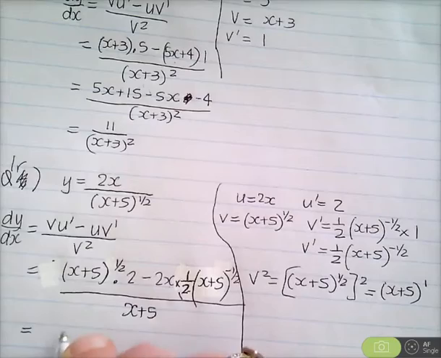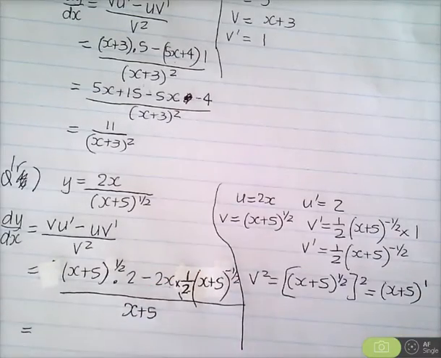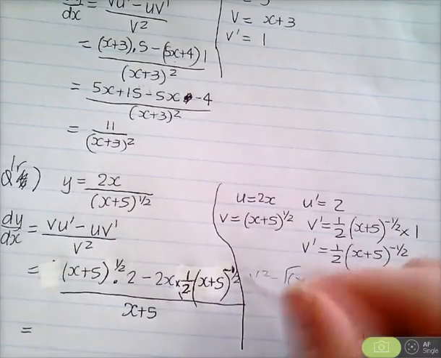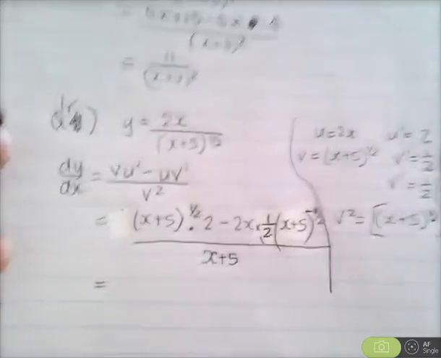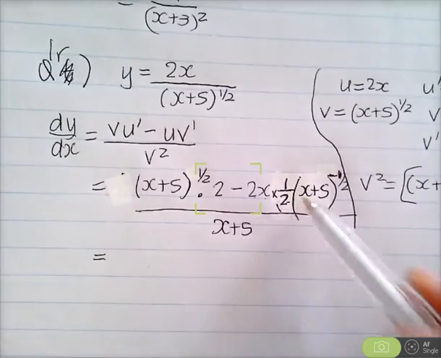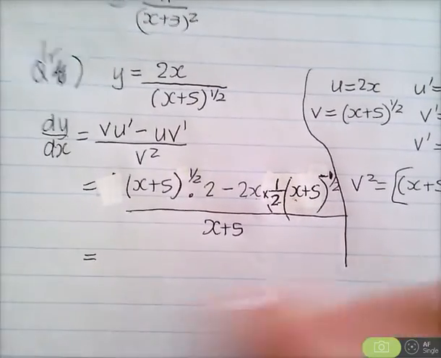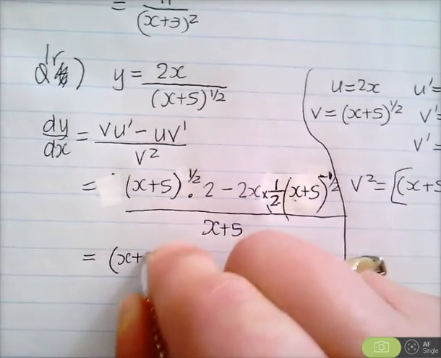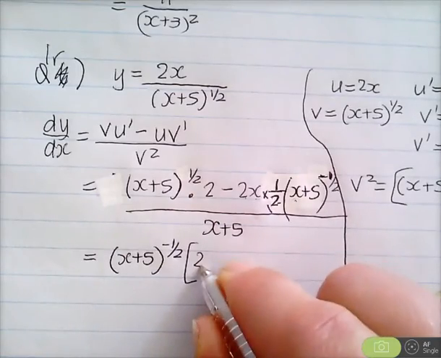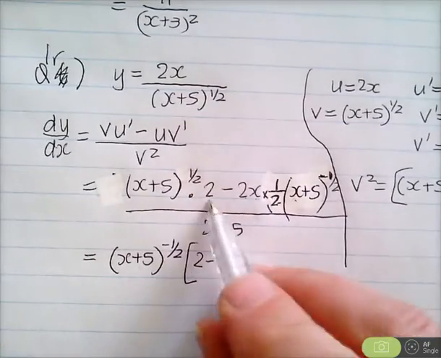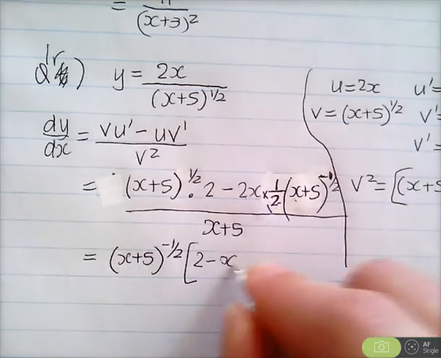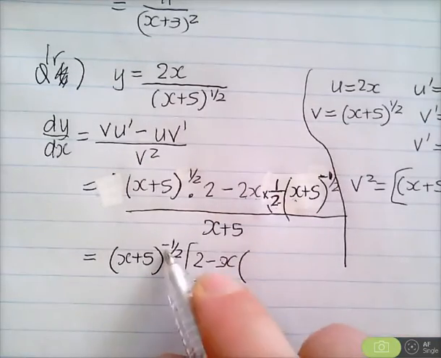So, pull out x plus 5 to the negative a half, because there's a negative here. There's a negative half there, look. Because that's U, V dash. V dash has got the negative a half. So, pulling out the common factor, x plus 5 to the negative a half, bracket, what have I got? 2 minus, what's 2x over 2? X. Bracket, what do I do now?